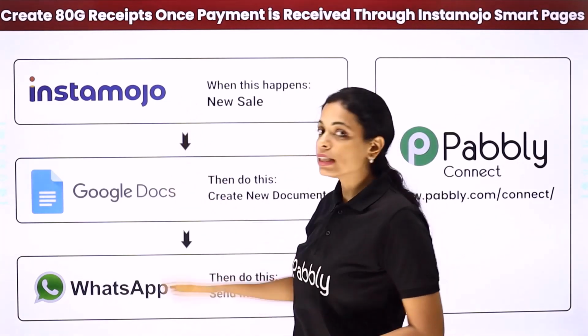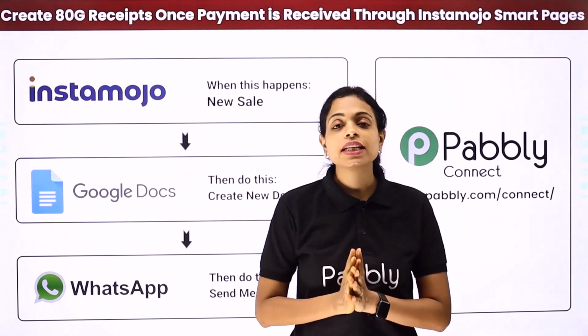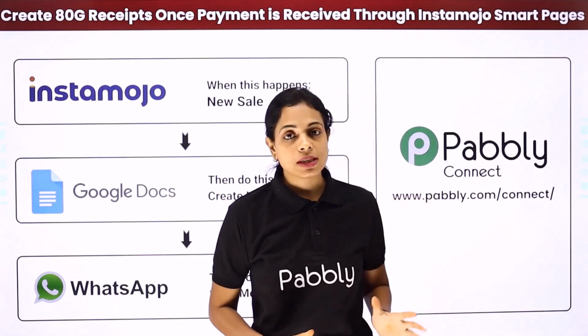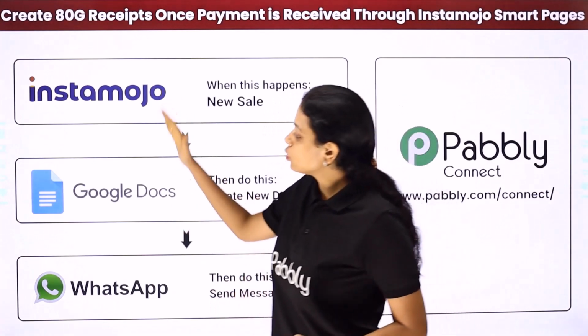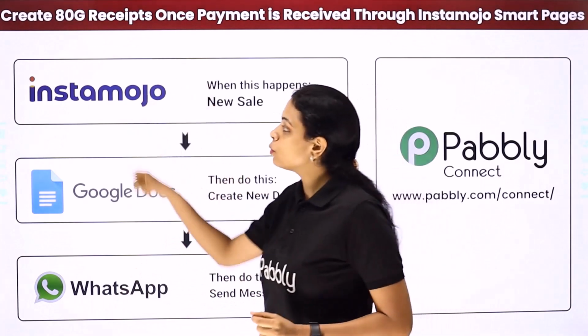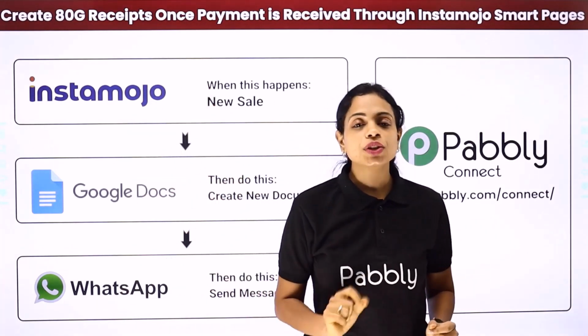Now this process, if you do it manually, will definitely kill a lot of time. At the same time, it is going to be troublesome. What if I tell you that these three applications can get integrated, which means this entire process can get automated? How would you do that?